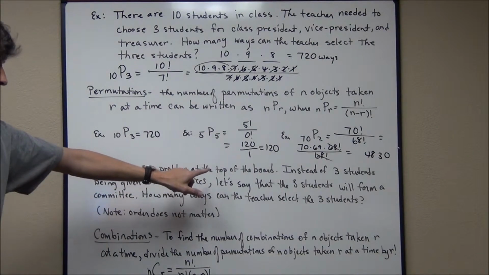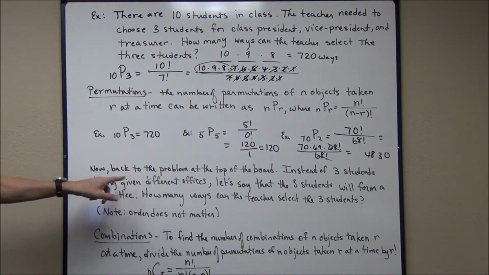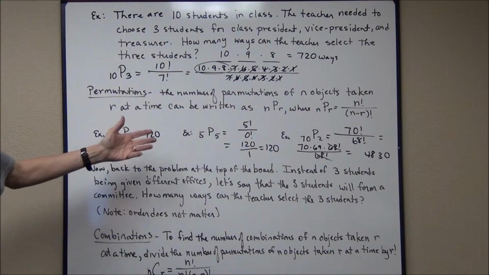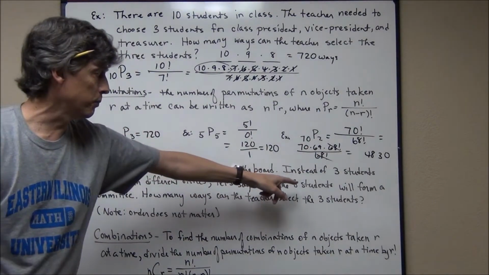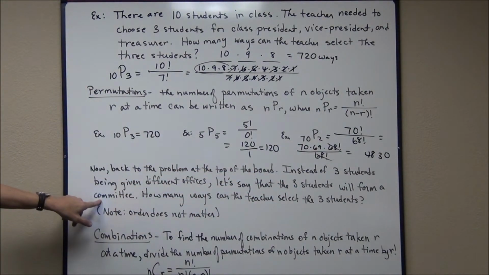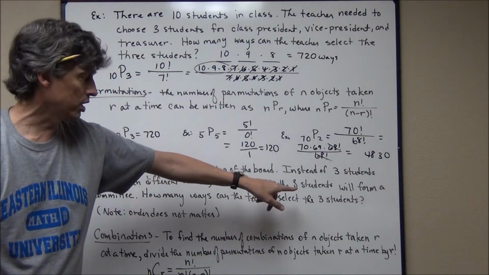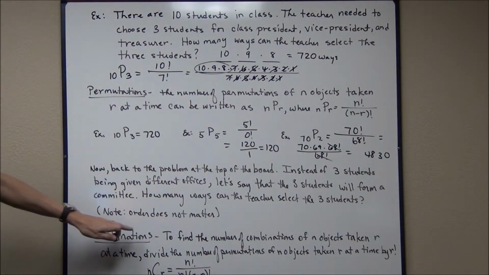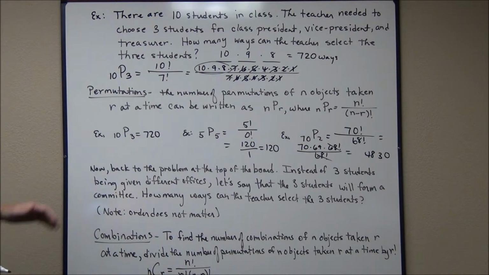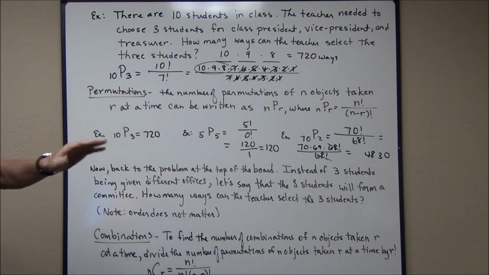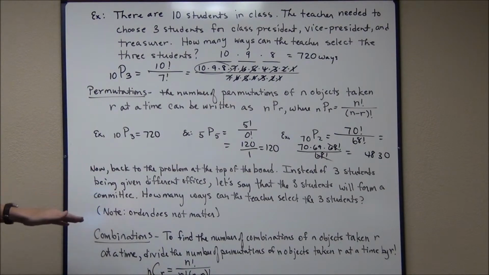Okay, now let's go back to this problem, but let's change it. We're going to change the problem here at the top of the board. Instead of the 3 students being given different offices, president, vice president, and treasurer, let's say we just put these 3 students to form a committee. How many different ways can the teacher select the 3 students? Well, here order doesn't matter. Because if I pick Manny, Mo, then Jack, that's the same as if I pick Jack, then Manny, then Mo. It's the same 3 people on the committee.